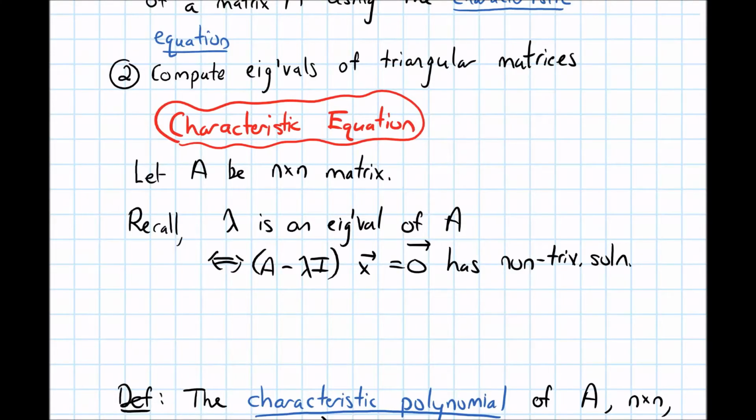In this video, we're going to talk about the characteristic equation and how we use it to find the eigenvalues of a matrix. Okay, so the context is going to be: let A be a square matrix, so it's going to be n by n.